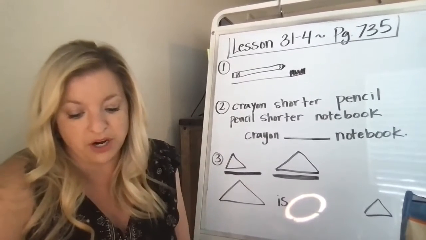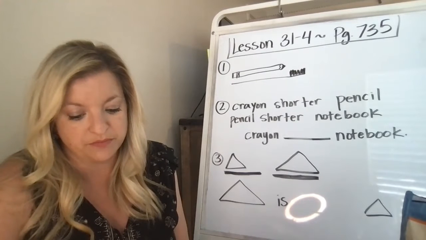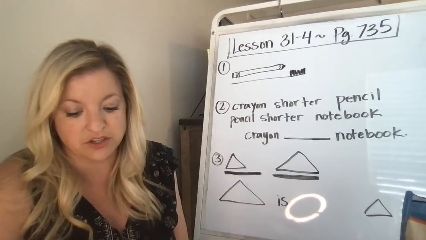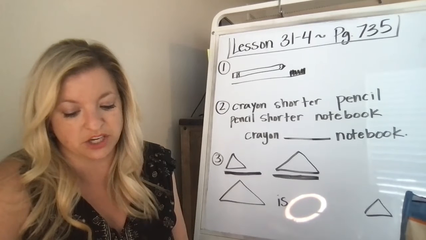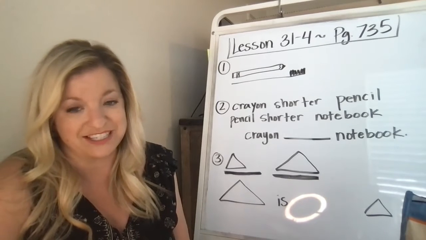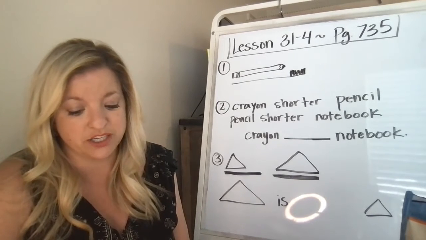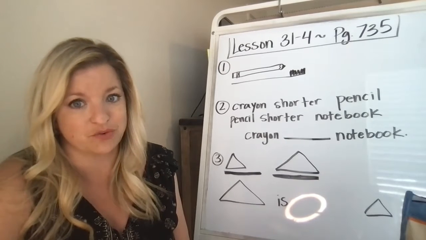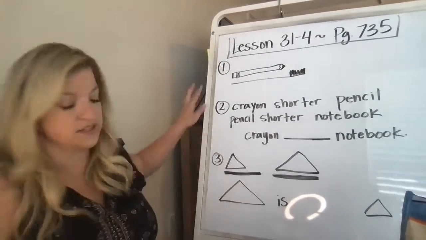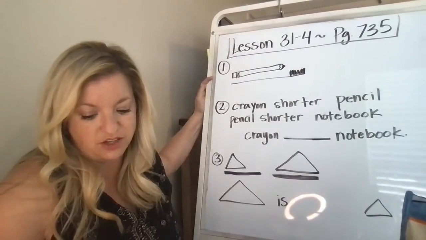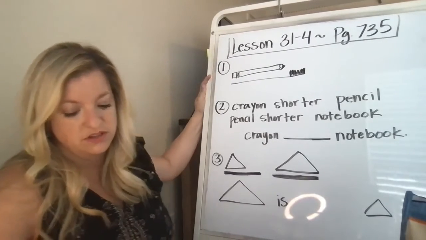Example, the red bar is longer than the blue bar. The blue bar is longer than the green bar. Then it says the blank bar is the longest. So you can see that the red bar is the longest. So you would write red in there, red.